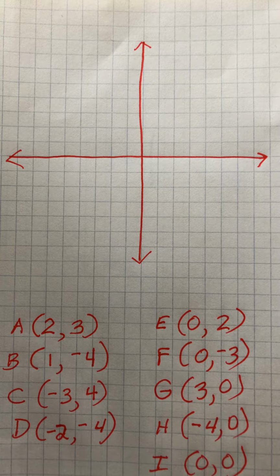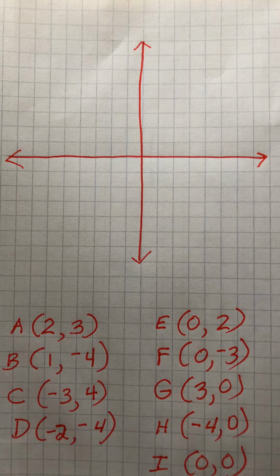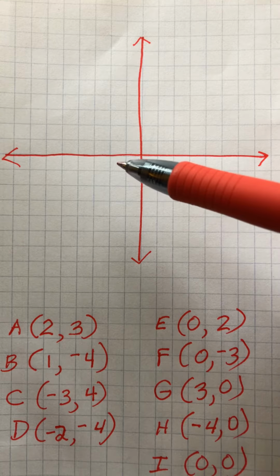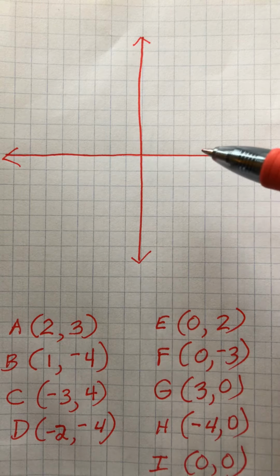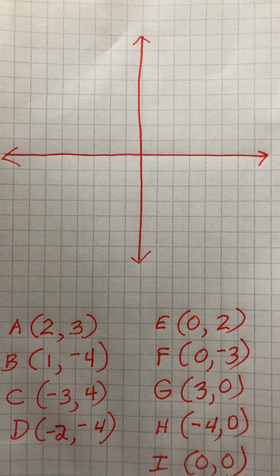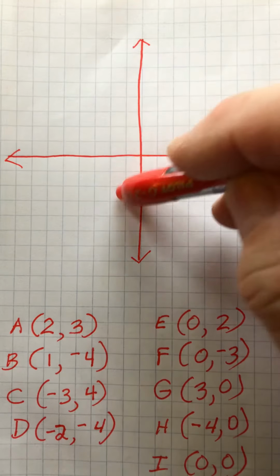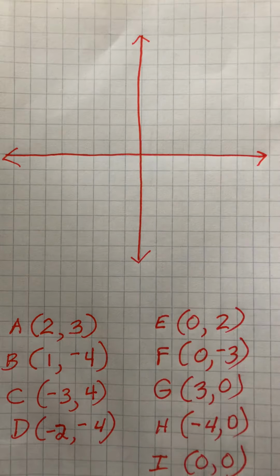Now we are going to look at how to plot points on the coordinate plane. We think about an airplane. An airplane has to drive along the ground before it can go up. When we plot our points, we move along the x-axis here before we go up in the y direction.